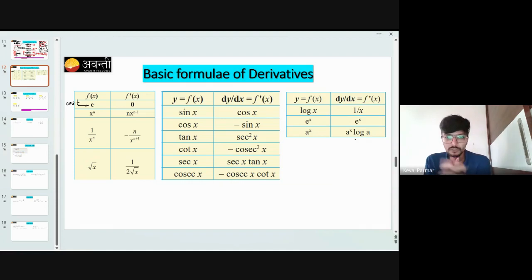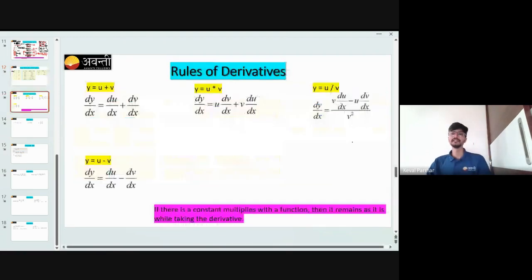So if you know these, there is one more thing we need to do before jumping into the LH rule. LH rule means L'Hopital's rule. I like to say it as LH rule. So let us go to the next topic, which is the rules of derivatives. In total, we have four rules. First is the addition rule, second is the subtraction rule, third is the multiplication or product rule, and fourth is the division rule.